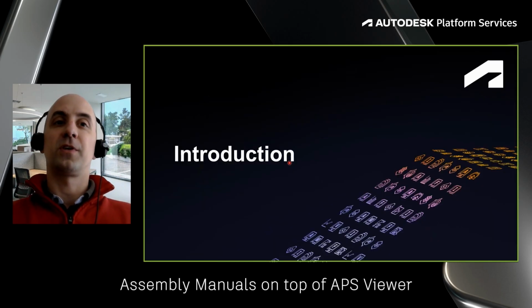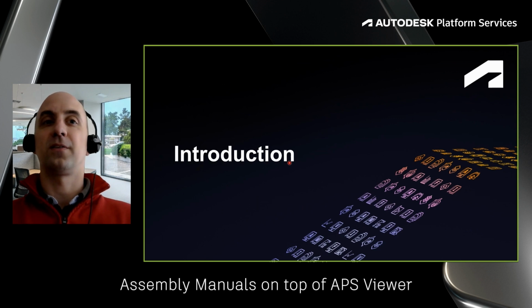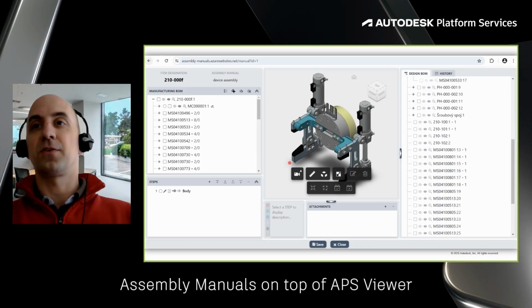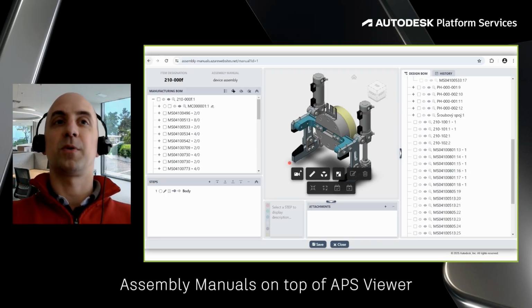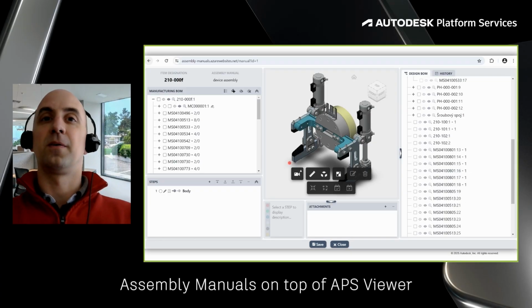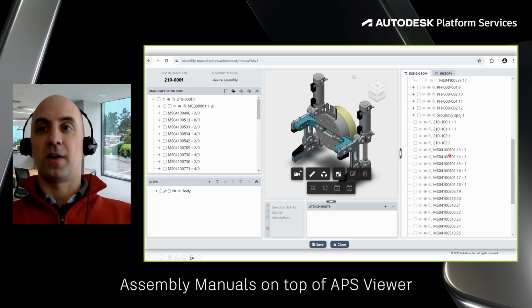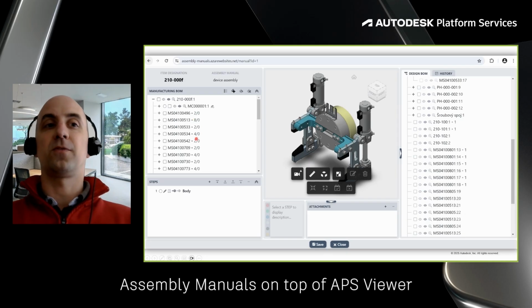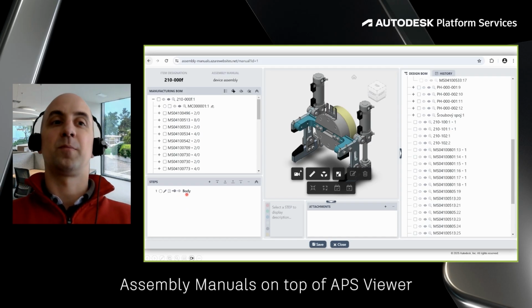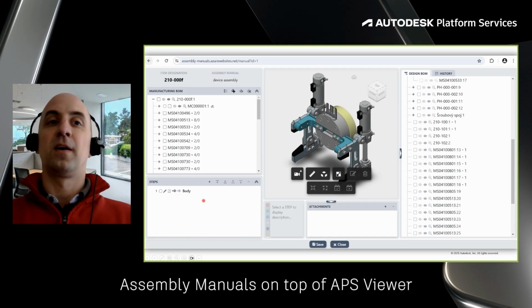A little bit of an introduction as to what assembly manuals is about. It is a web application, so in this picture, you can see a web page of the manual. In the center here, you can see the APS viewer. On the right side, you can see a design BOM. On the left side, you can see a manufacturing BOM, and below that, you can see steps with just one step. But this panel can get quite involved.